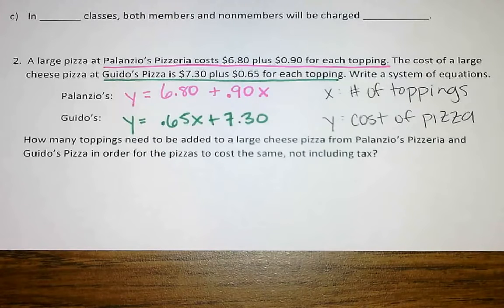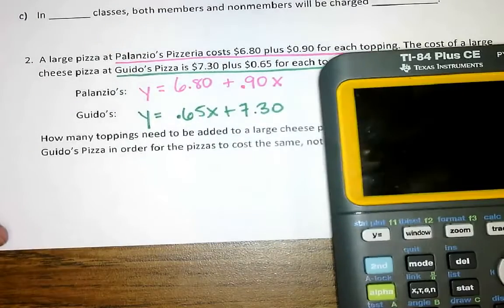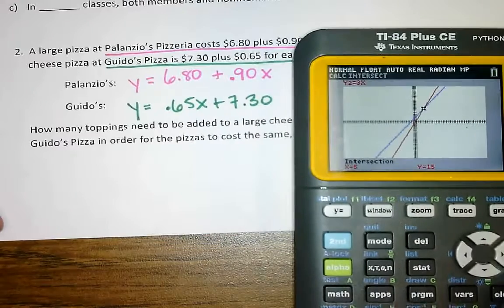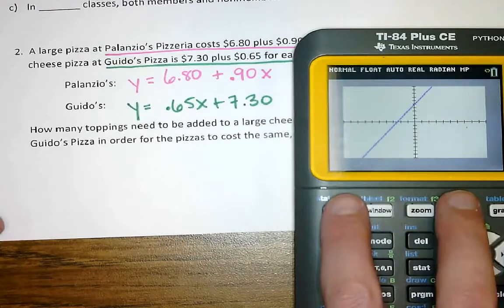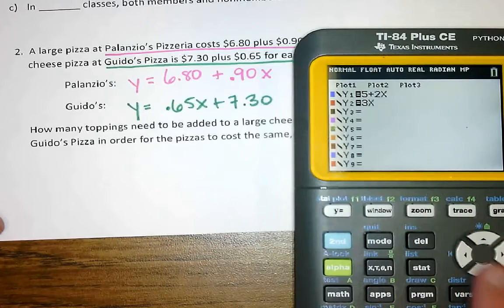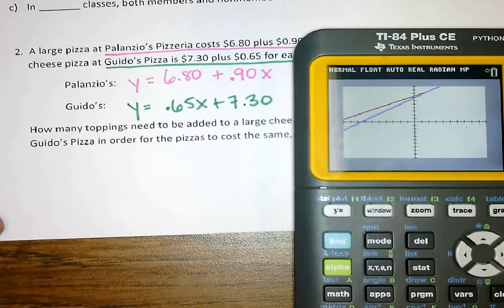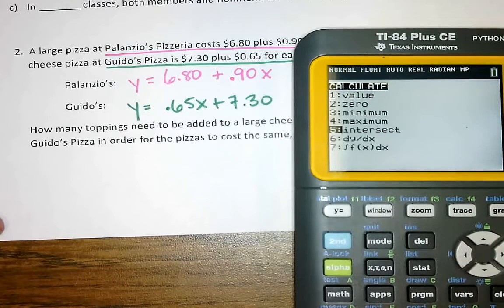Did anybody graph it in their calculator? Let's do it. I'm going to zoom back to my standard here. I'm going to graph these 2 equations. 6.80 plus 0.90x, and 0.65x plus 7.30. So I have 2. Ooh, do they intersect each other? They sure do. Second trace, intersect, enter, enter, enter. So where do they intersect, guys? What is the intersection?